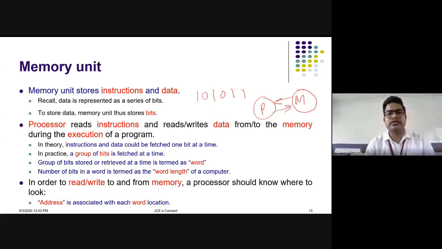So the group of bits stored or retrieved at a time is termed a word. The number of bits in a word is termed the word length of a computer. In order to read from and write to memory, a processor should know where to look. So that's why addresses are given. In the memory, our data will be stored at a particular address.